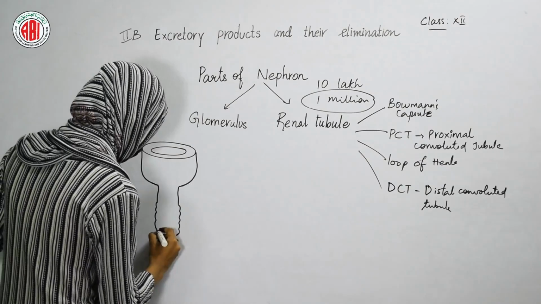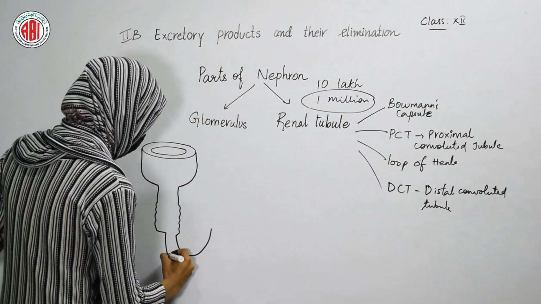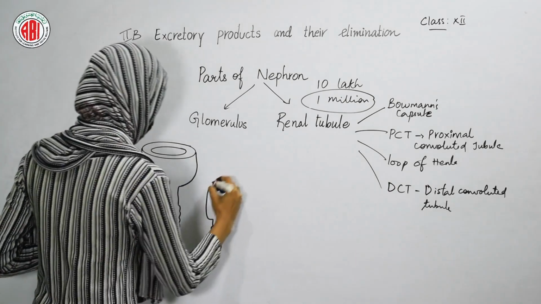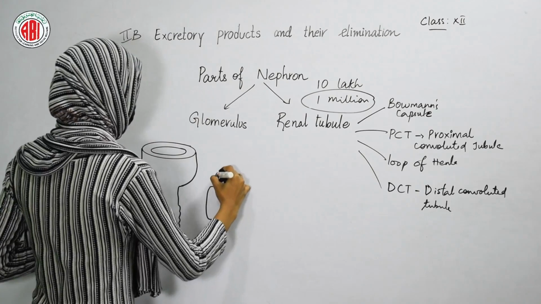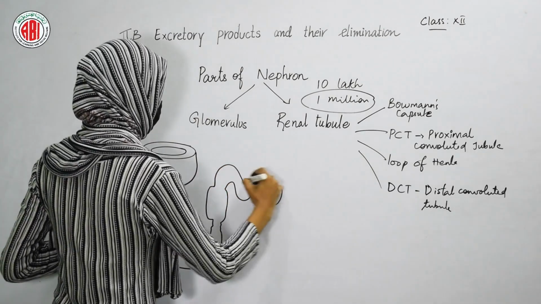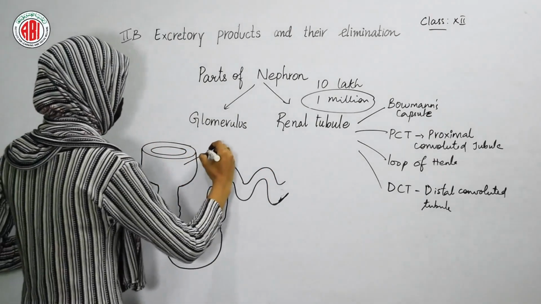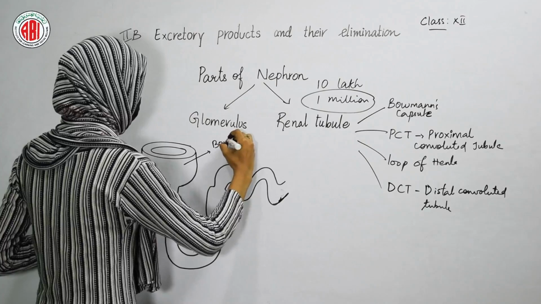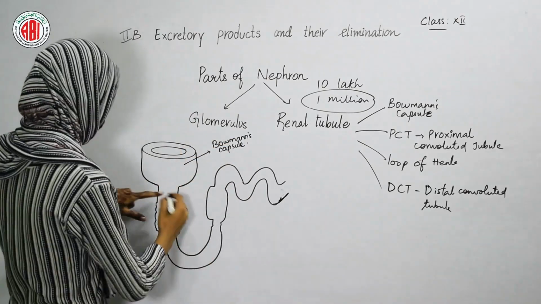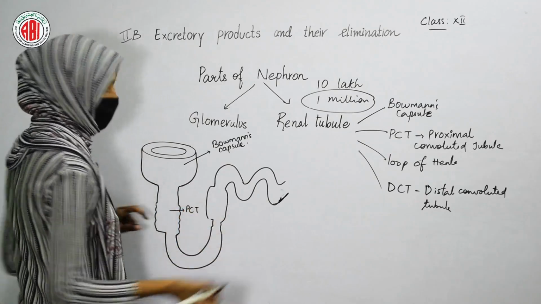After this, a tube-like, U-shaped structure arises from this. It is going to broaden. Then this will extend and form one more tubule like this. So here this cup-like structure is called Bowman's capsule. This Bowman's capsule opens into a tubule. We call this tubule PCT, that is proximal convoluted tubule.